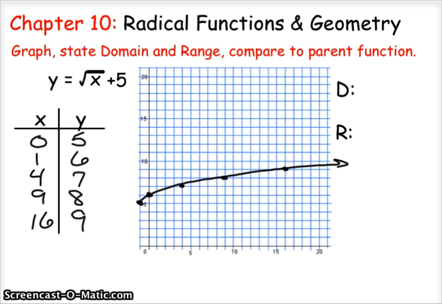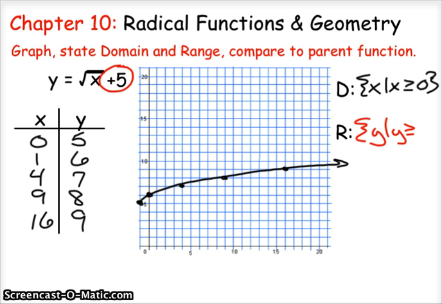Now let's look at my domain and my range. In this case, again, for x values, I can plug in 0 and everything positive. So my domain is going to stay x such that x is greater than or equal to 0. My range, however, has changed. This plus 5 at the end here has shifted my graph from starting at 0, 0 up to starting at 0, 5. So my range now is actually all y's such that y is now greater than or equal to 5.